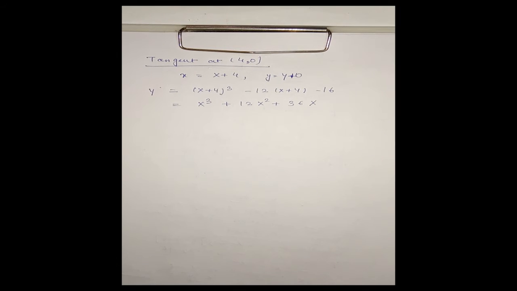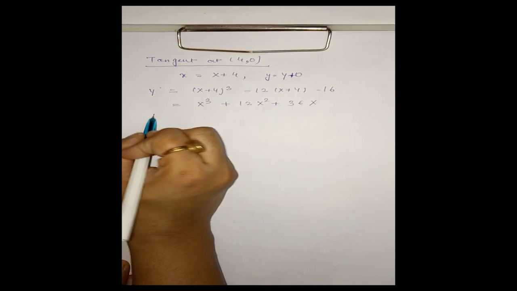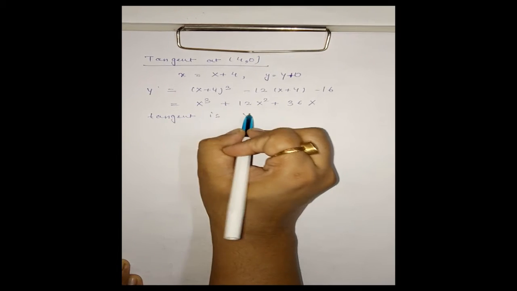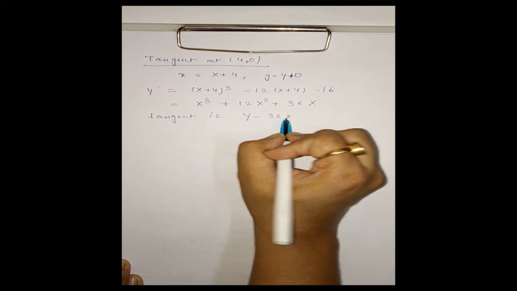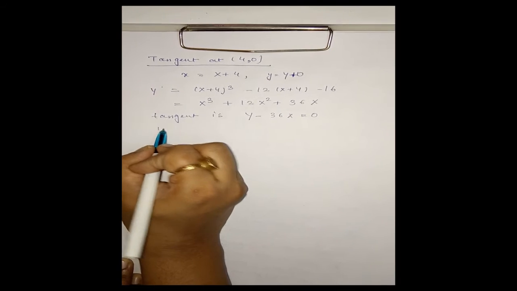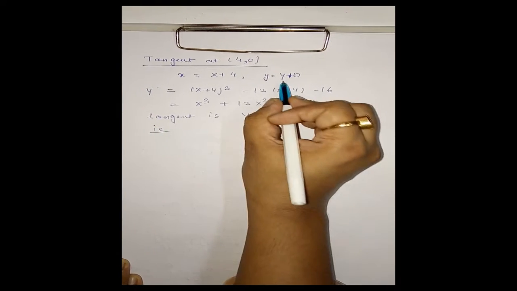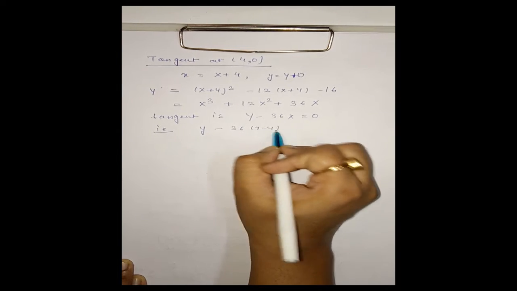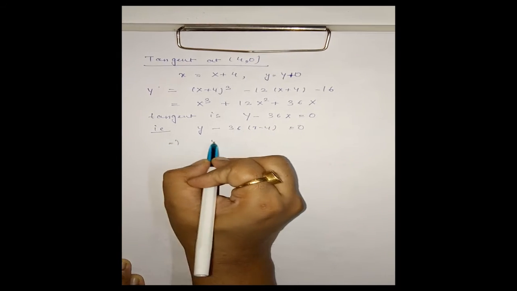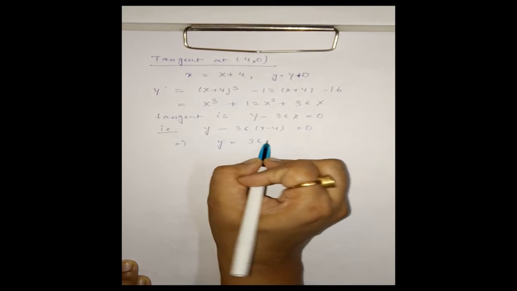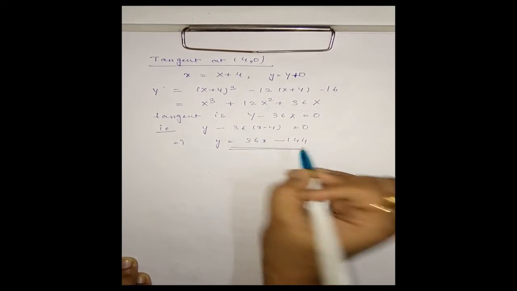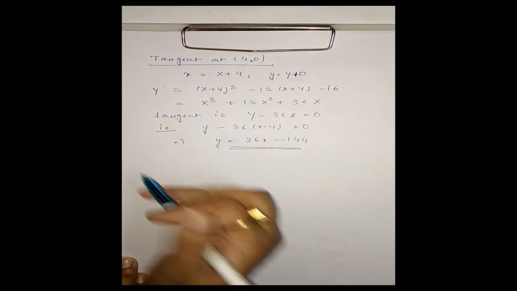Now equating to 0 the lowest degree term, the tangent is y minus 36x is equal to 0. That is, y minus 36 (x minus 4) is equal to 0. That is, y is equal to 36x minus 144. This is the equation of the tangent at the point 4, 0.